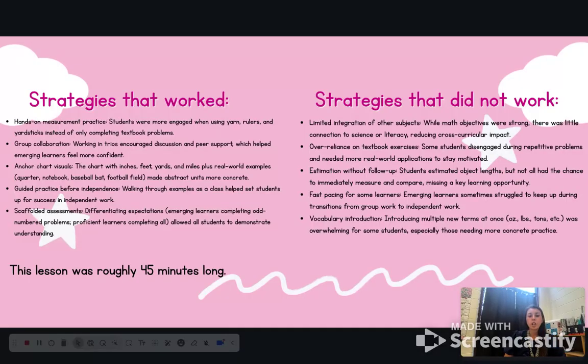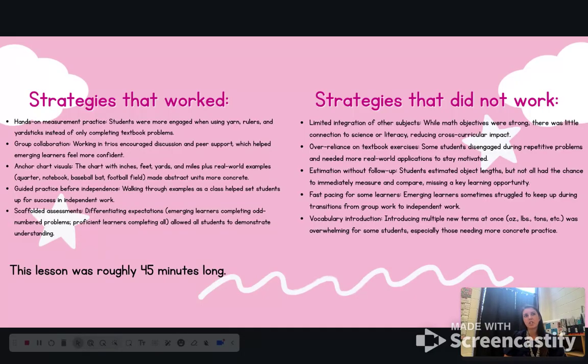I like to use anchor charts as visuals, and I like to leave these up throughout the year so my students can make references to them. And I also try to incorporate some real world examples. For example, the quarter showing the inch, a notebook being equivalent to a foot, a baseball bat being equivalent to a yardstick, and a football field being equivalent to miles. This especially helps my EIP students if they can picture something in the real world that they've seen before.